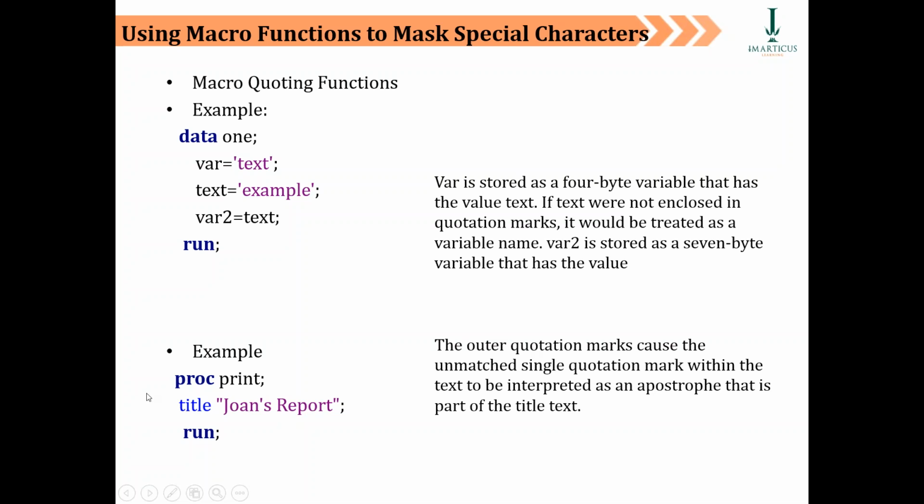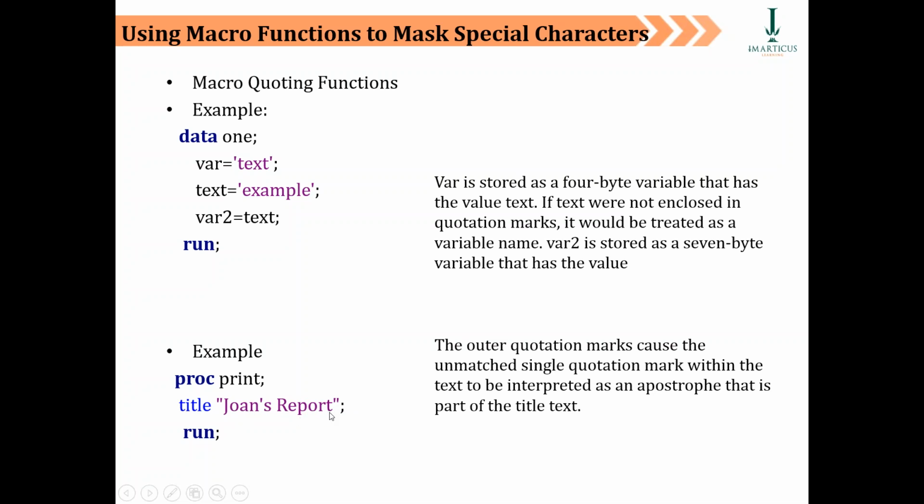Now if we do a PROC PRINT here and name this report, we can see the outer quotation marks cause an unmatched single quotation mark within the text to be interpreted as an apostrophe that is part of the title text. So in this case, it indicates that John's report is the name of the title. However, the apostrophe in between is part of the text.